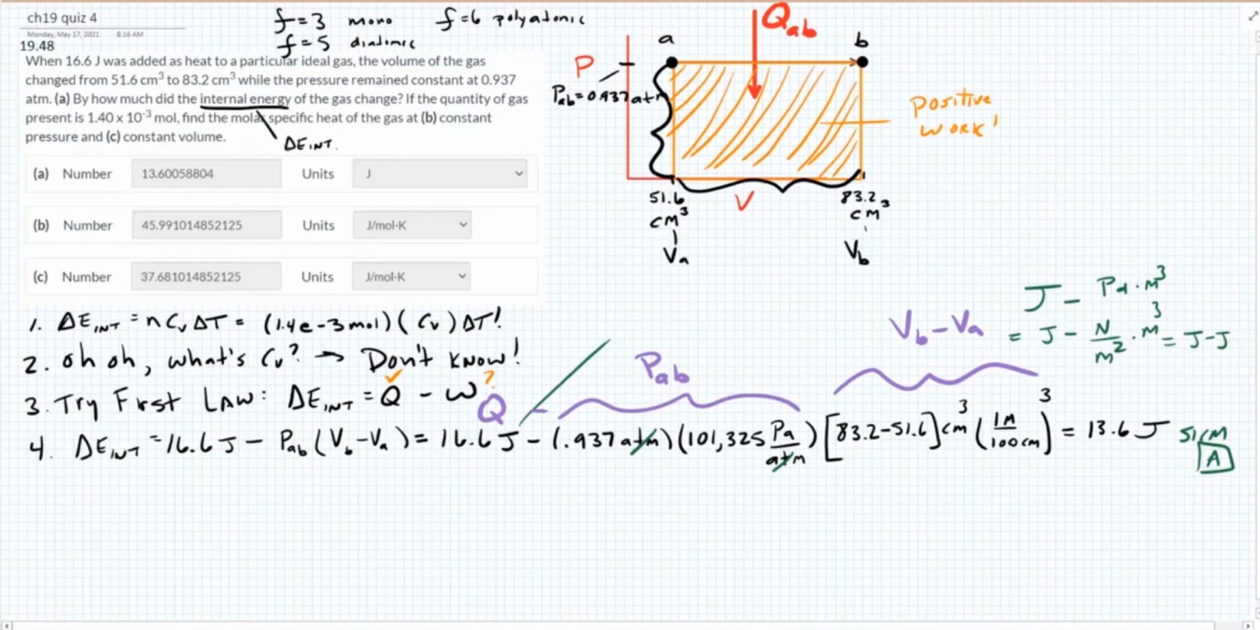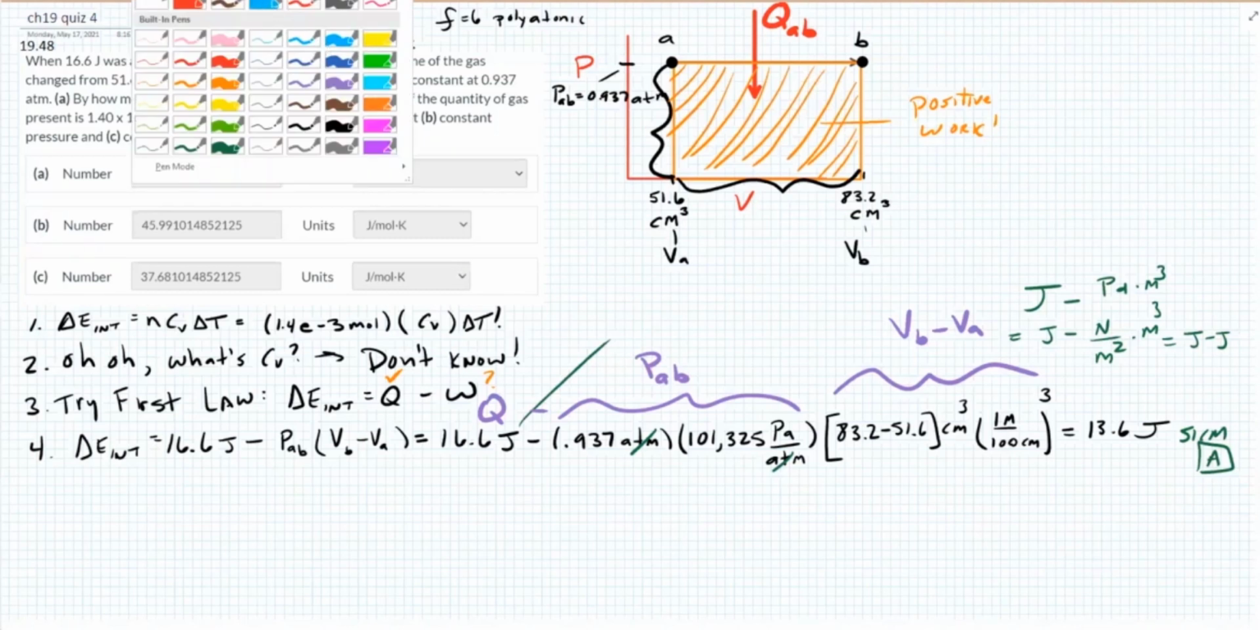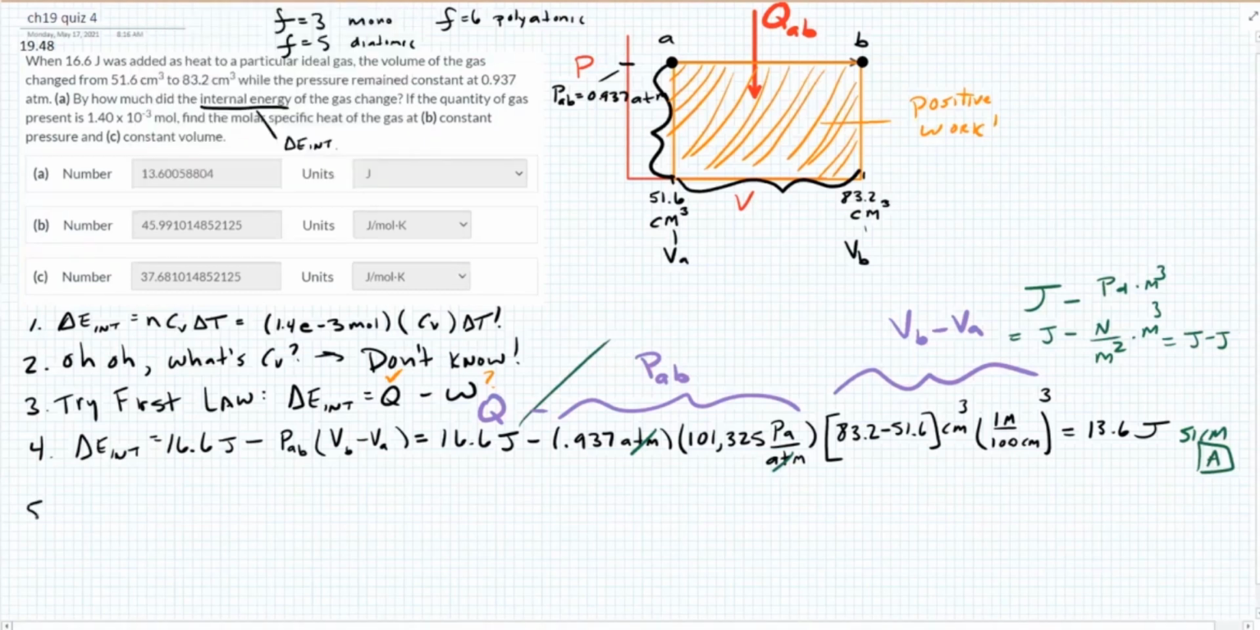Part B says, find the molar specific heat of the gas at constant pressure. So part B is asking for the molar specific heat of the gas at constant pressure. And you know what that is? That's the fully descriptive way of saying CP equals $. CP equals $ is part B. Find it. This will be helpful because we don't know if this is monoatomic or diatomic or polyatomic. And here's the other thing. What if it's a mix? If it's a mix, then we'll find that out.